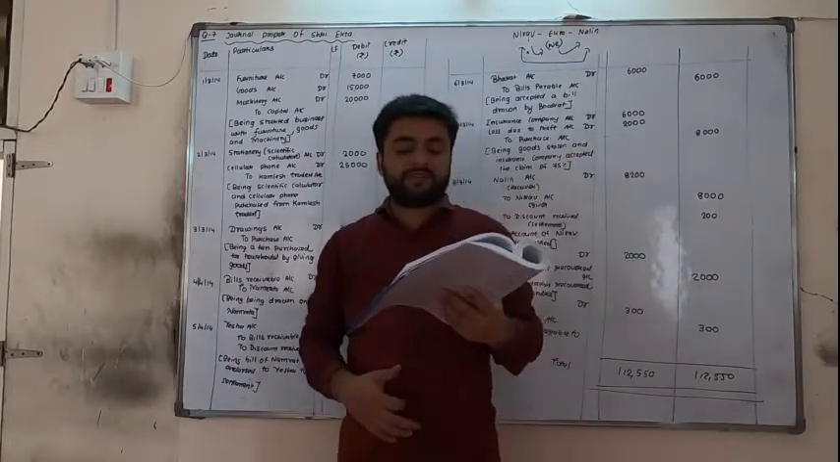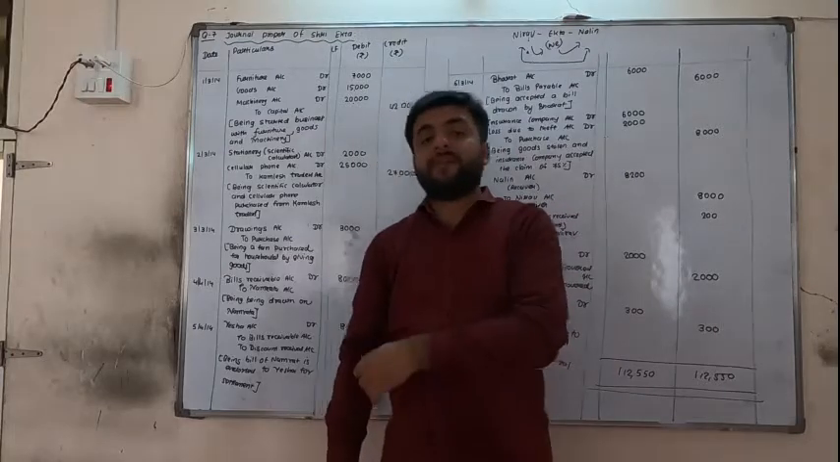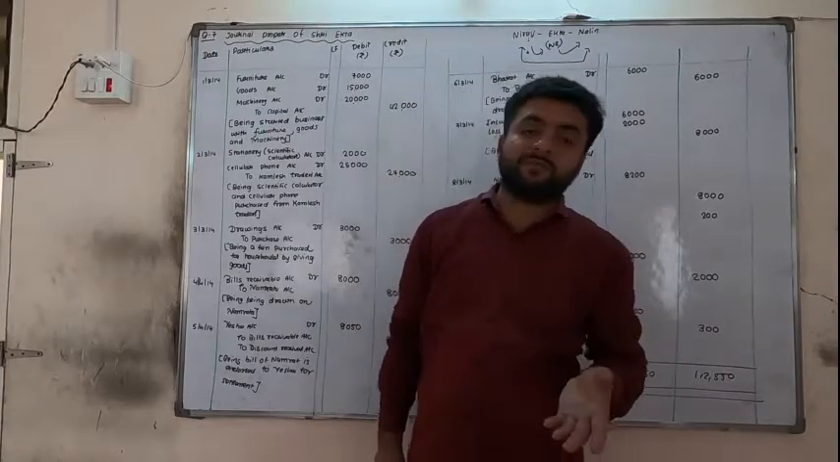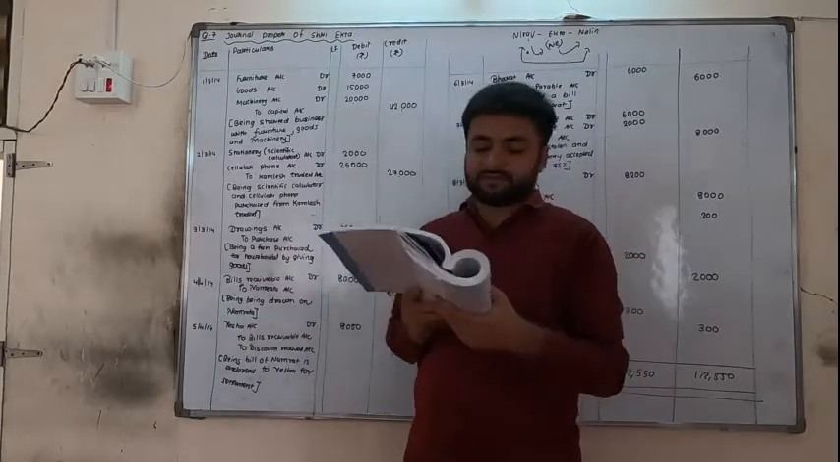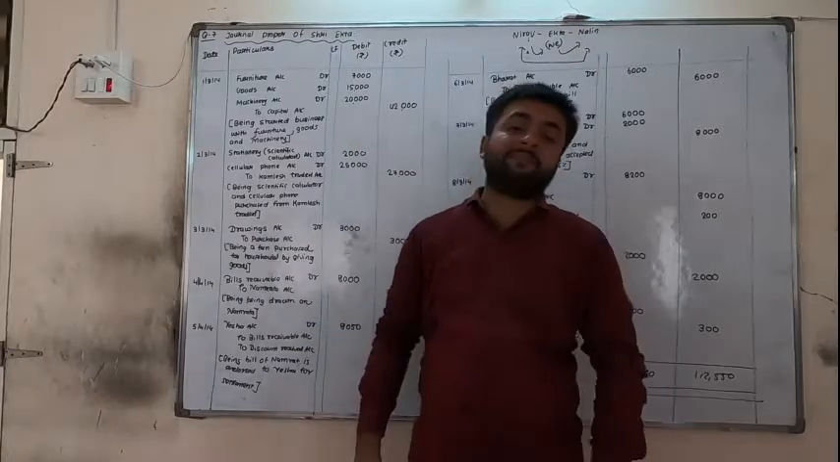Fan of 2,500 purchased for household use by giving goods. We are purchasing a fan for household use, so it is our drawings. We are giving goods for it, so purchase will be credited. So drawings to purchase.